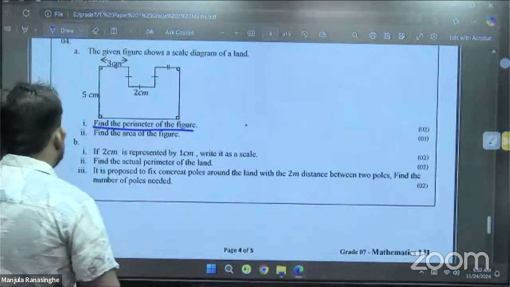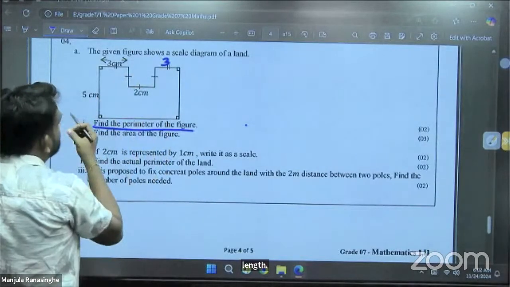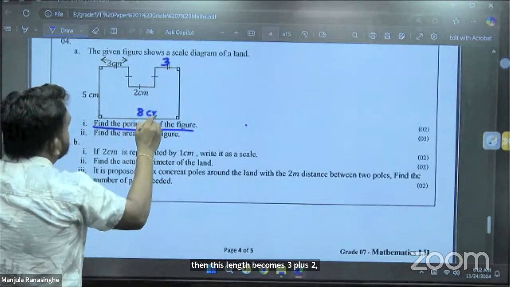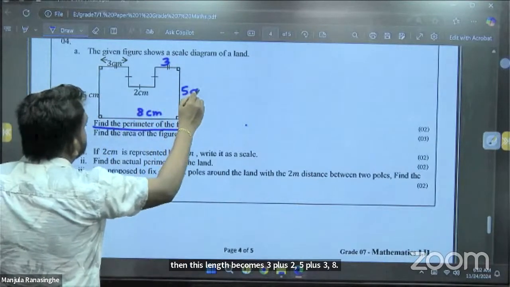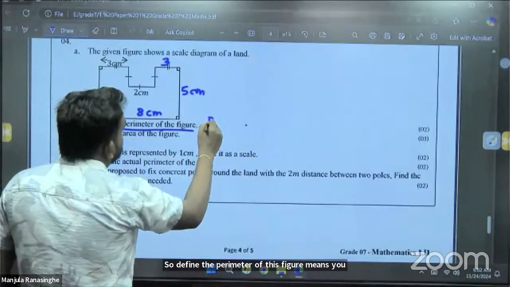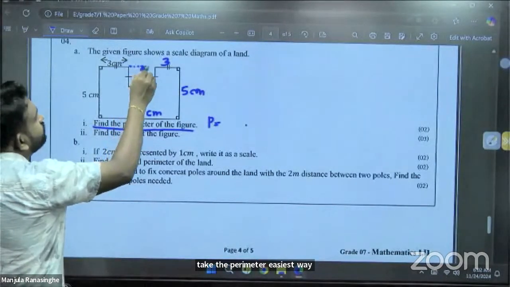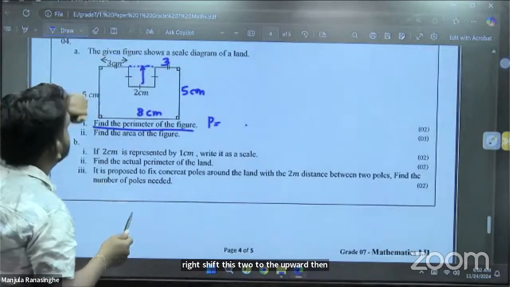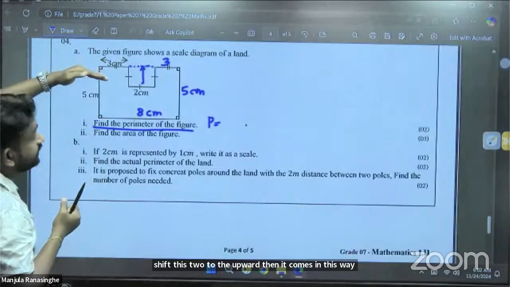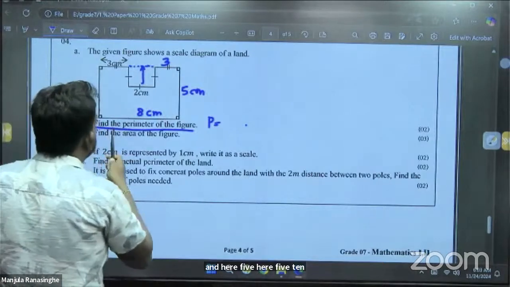What's the perimeter? Perimeter means the sum of the outer lengths. So here 3, then here also 3. Then this length becomes 3 plus 2, 5, plus 3, 8. And here 5, then here also 5 centimeters. To find the perimeter of this figure the easiest way, shift this 2 upward, then it comes this way. Here 8 and here 8, 16, rectangle, and here 5, here 5, 10. So that is 26.